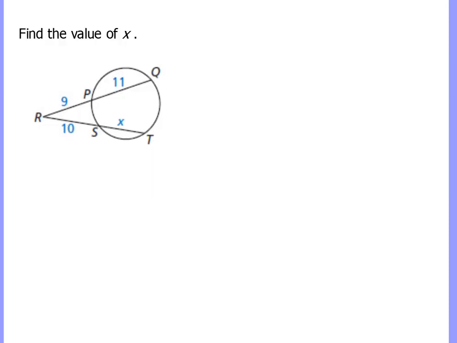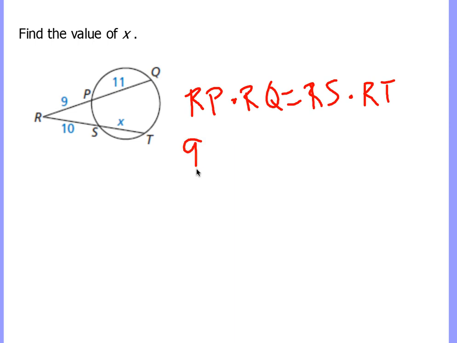Take a look at an example. In this case, we have 9 as the external, and the goal is to find the value of x. So right now we know that RP times the entire RQ, don't be confused with 11, 9 and 11, equals RS times, whoops, I almost made that mistake right there, RT. Well, RP is 9, the entirety of RQ is 20, 9 plus 11, RS is 10, and the entirety of RT is 10 plus x.